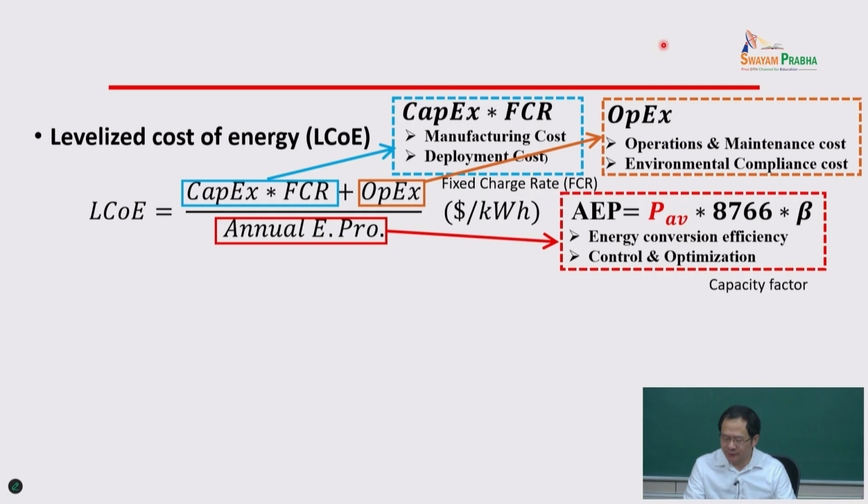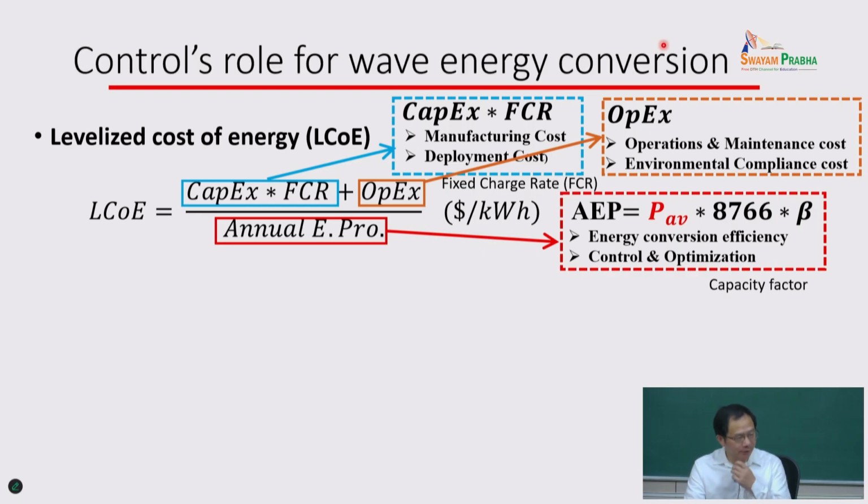Another factor is the capacity factor. For example, you rate the system at 100 kilowatts, but the system does not always generate 100 kilowatts, right? Some days you have days off. That is the capacity factor, which can typically be in the range of 30 to 50%. So overall you want to reduce dollars per kilowatt hour. Here, control can play a significant role.